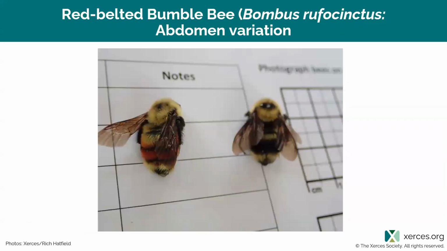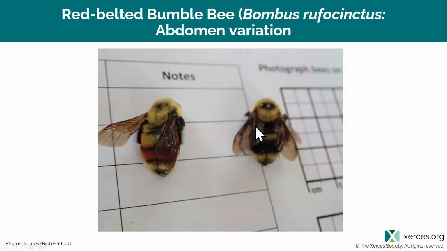All right, so let's look at some examples of individuals of the species. Here we have two female red-belted bumblebees, and as you can see, these guys are pretty different colors. We have a darker individual here on the right, and then a redder individual here on the left. They look pretty different at first glance, but if you zoom in on what's going on with the color patterns, you will see some similarities.